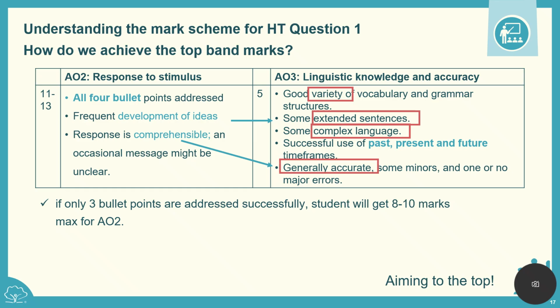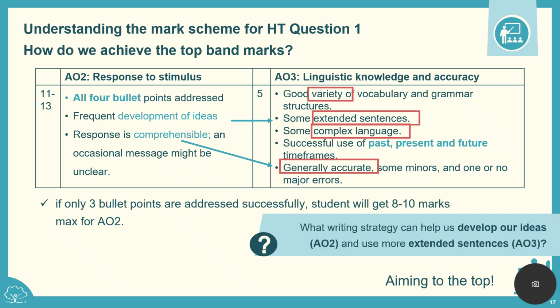On the 4th bullet point on the right, it says successful use of past, present, and future. If you miss 1 tense, then you won't get full marks. Okay, so make sure you have some ideas written in the past where appropriate, ideas in the present where appropriate, and ideas in the future where appropriate, please. The bottom bullet point on the right says generally accurate, some minors, and 1 or no major errors. So there might be some mistakes, guys, but you are very good at Spanish, so you won't be making many, so I don't think that will affect you. But as you can see, there is some room for little mistakes in your writing. It's okay.